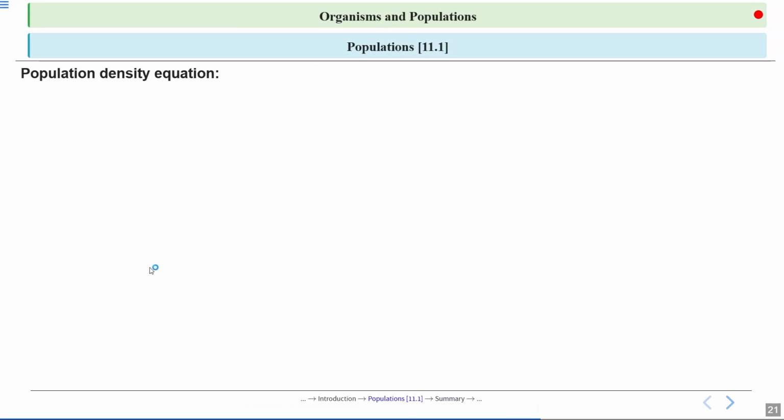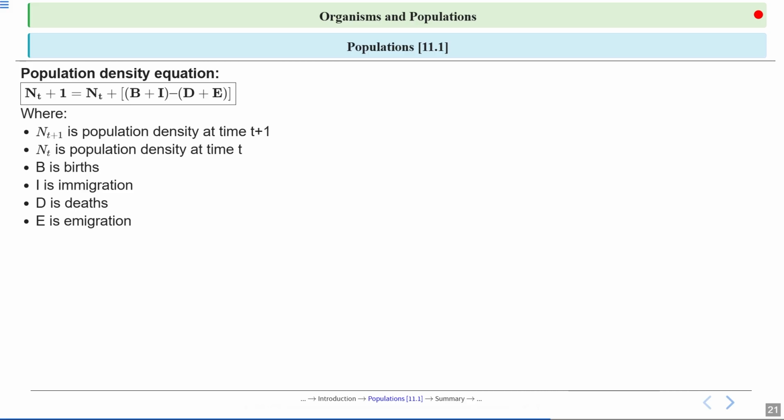Let's talk about the population density equation. You should remember this equation: Nt+1 = Nt + B + I - (D + E). Here, Nt+1 is the population density at time t+1, Nt is the population density at time t, B is the births, I is the immigration, D is the death, and E is the emigration.